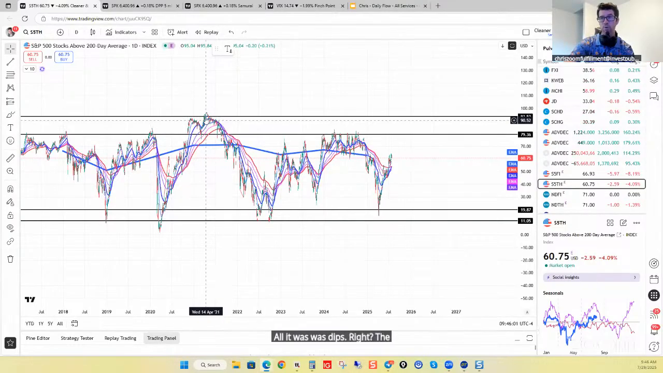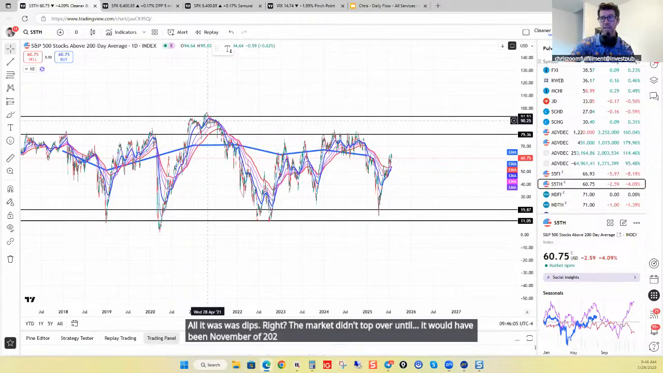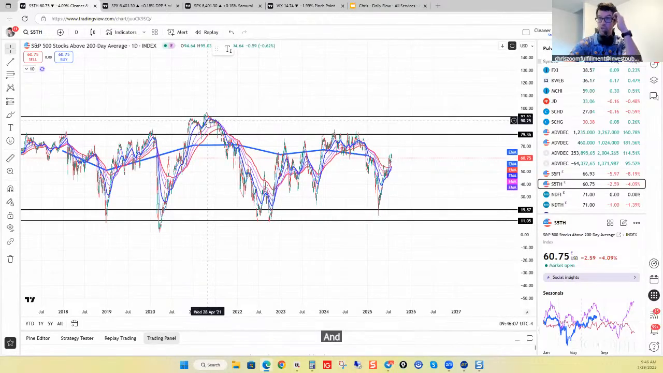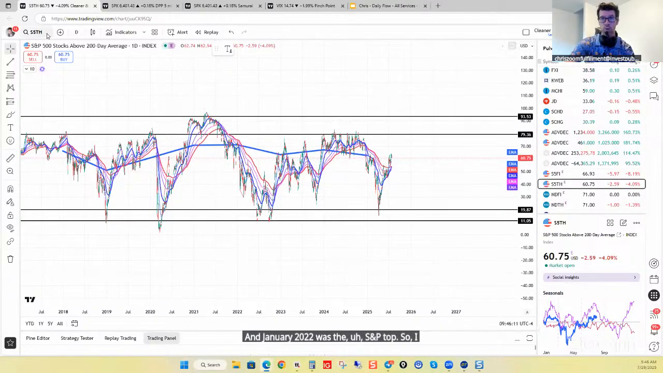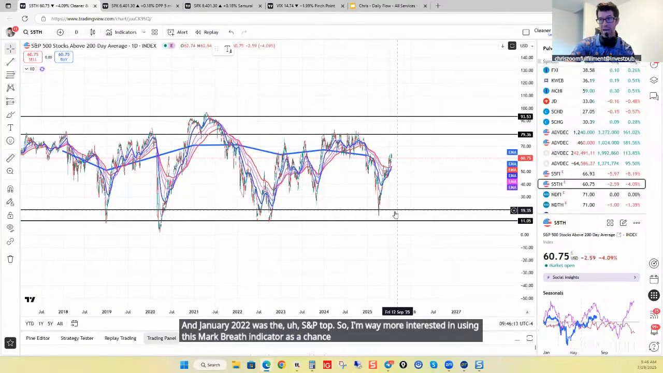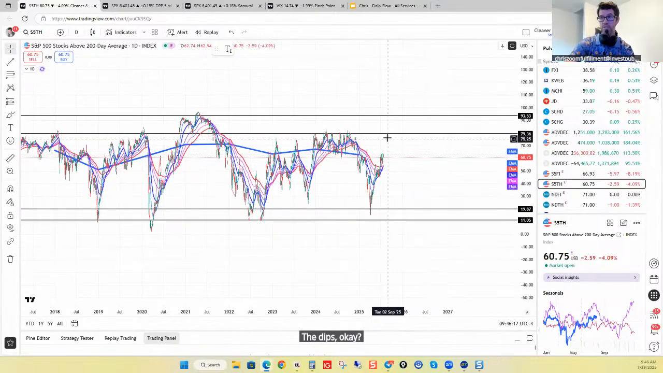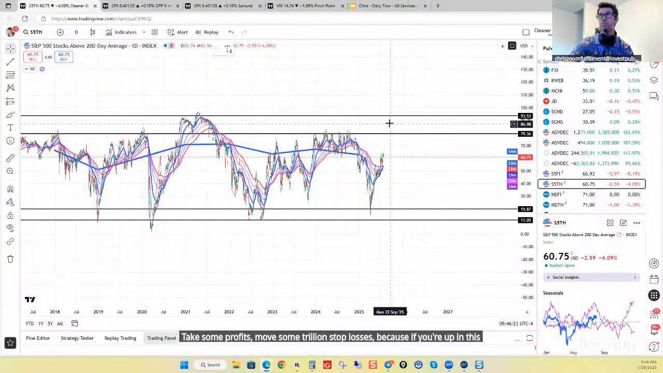The market didn't top until November of 2021 was the NASDAQ top, and January 2022 was the S&P top. So I'm way more interested in using this market breadth indicator as a chance to buy the dips. But I would still urge caution and protection, like take some profits, move some trailing stop losses, because if you're up in this area, things are a little bit frothy.